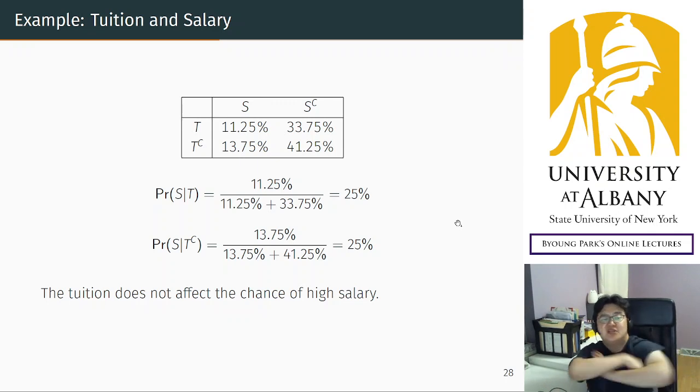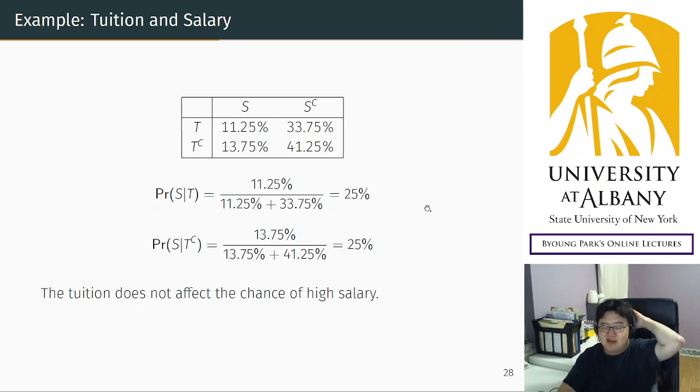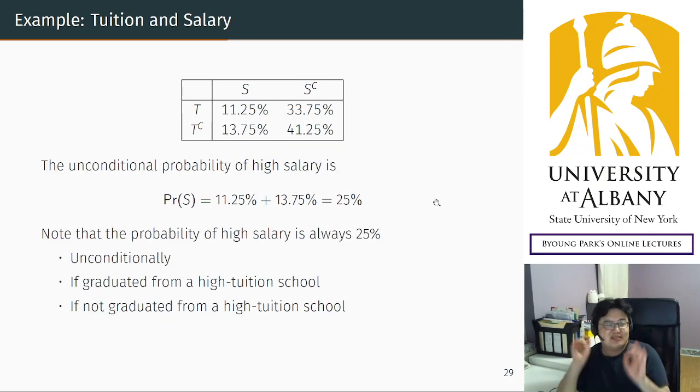Okay, so it's interesting. Not the example itself, but the same probability. This is a special statistical phenomenon. So we are going to study what's going on, what other properties we can see in this case. So calculate the probability of simply high salary. So ignore tuition and calculate high salary.